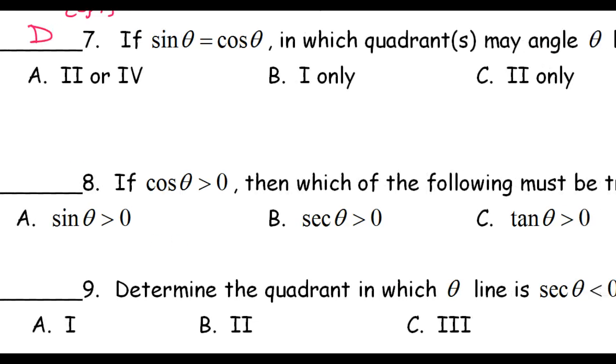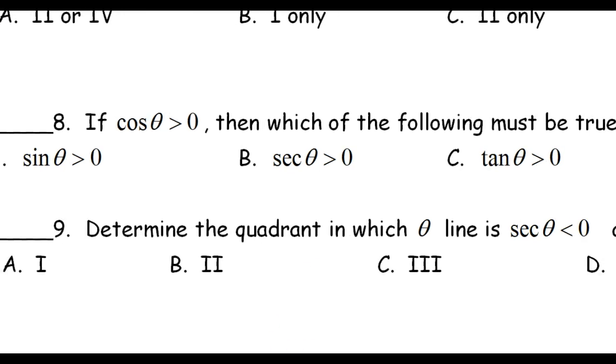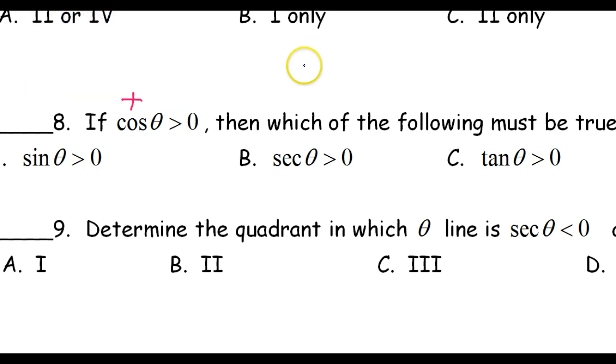Okay, number 8. If cosine is greater than 0, in other words, if cosine is positive, then which of the following must be true? Alright, I think I'll need to draw my picture right here where I can keep an eye on it. I'd rather have a nice big picture, but this will have to do.